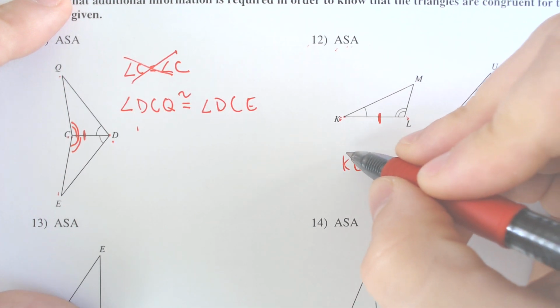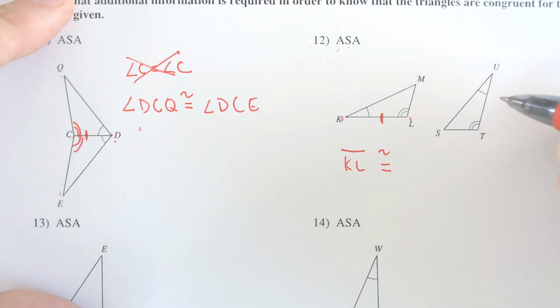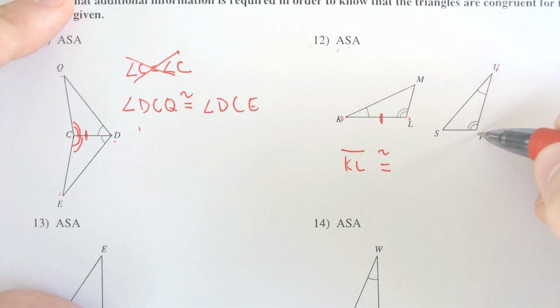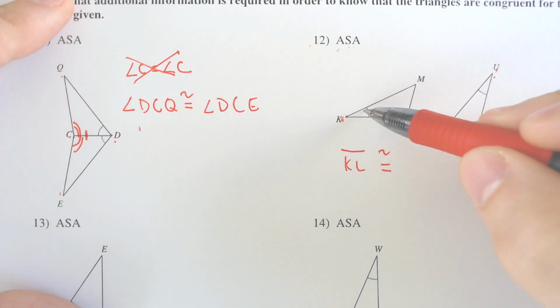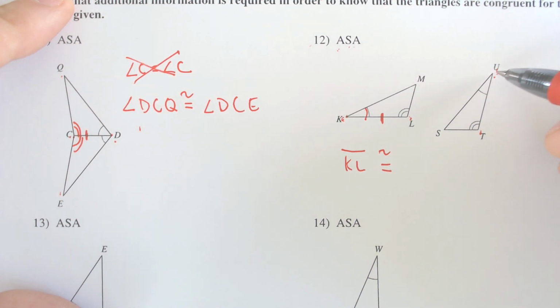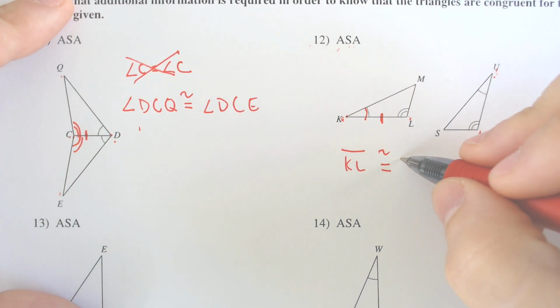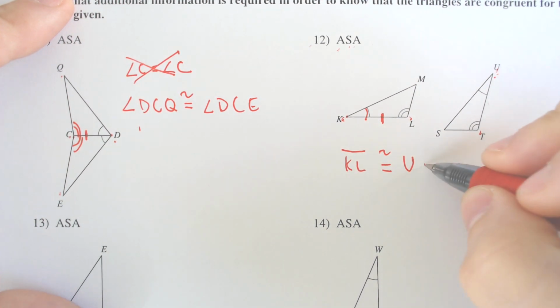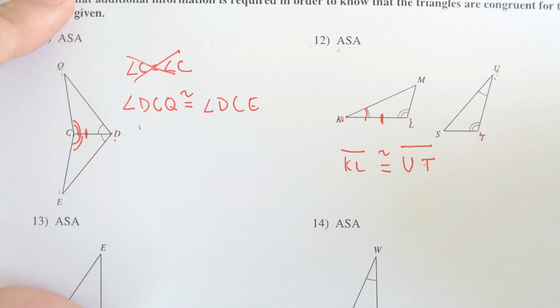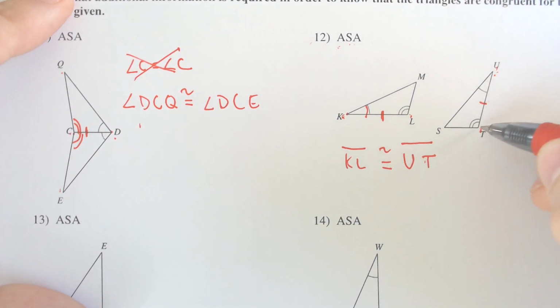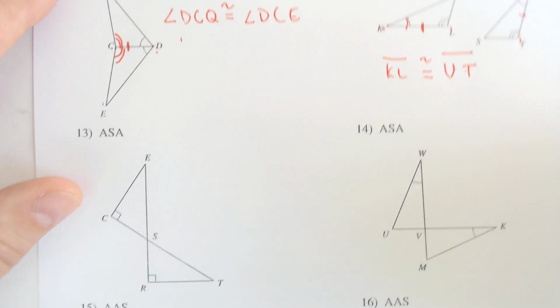So KL must be congruent to UT or TU. Which one would we need to do? Well, we went from the K, which had a single hash mark, so we need to go from the U, which has a single hash mark. So U to T would be the correct way to do it, and that would make it angle, side, angle.